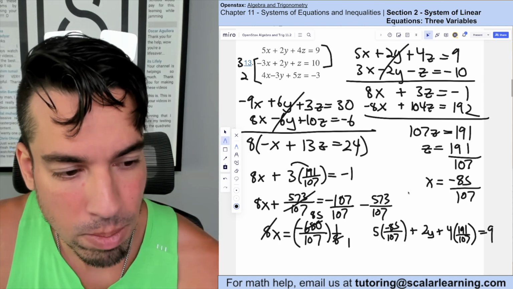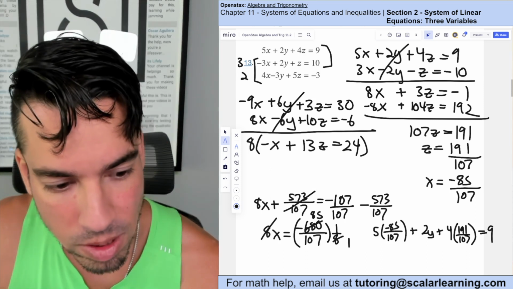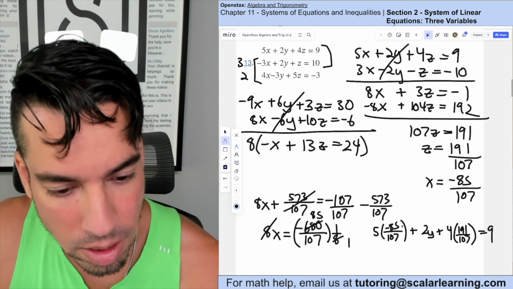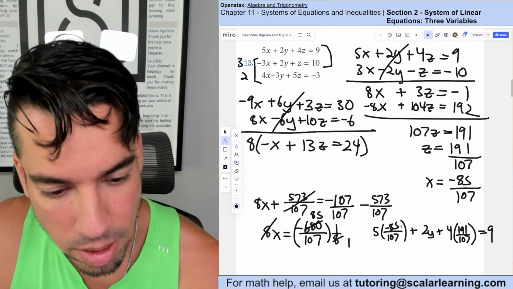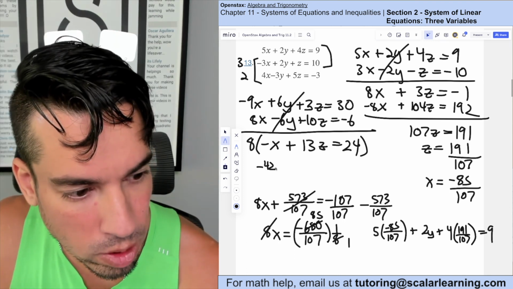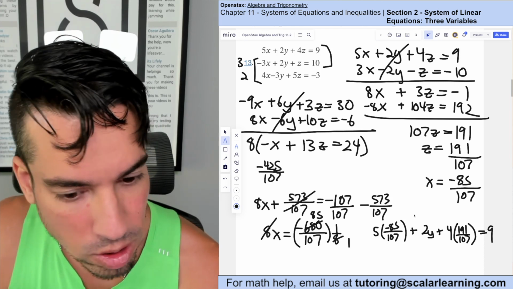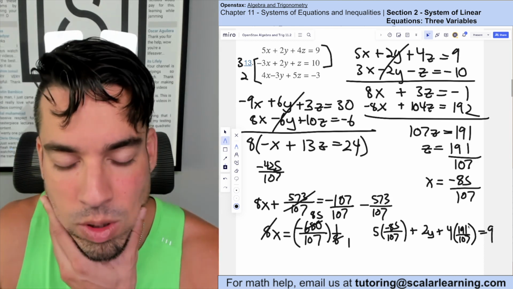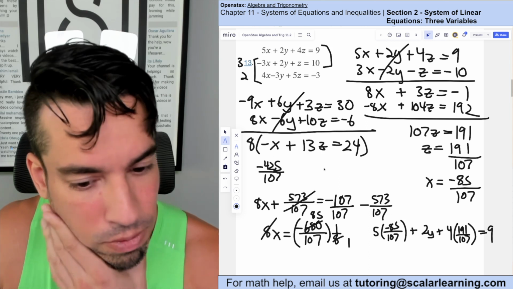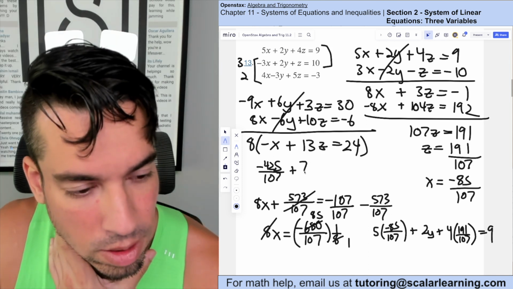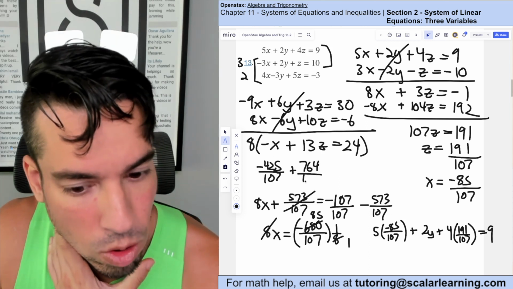So we've got to make a little bit of room. We've got 5 times negative 85. We already know that is, let's see, 425, right? So negative 425 over 107. Let's group these together. 4 times 191, that's 400, 364. So that's plus 764 over 107.